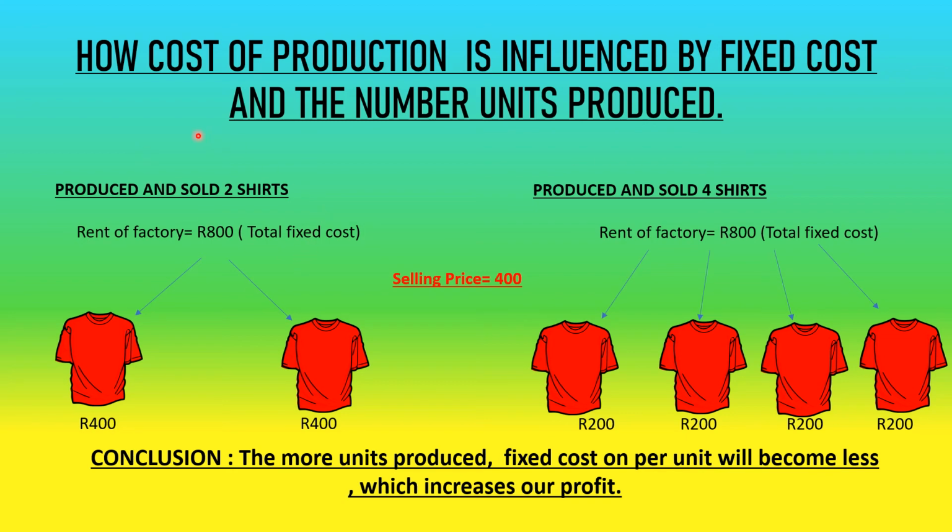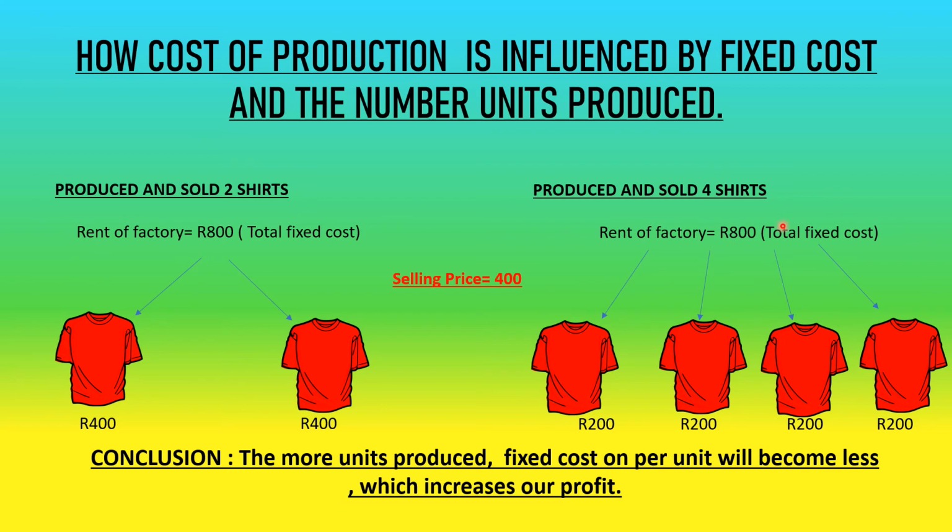Now let's go back to the first scenario where we produced and sold 2 shirts. So here you can see that our cost price per shirt is 400 Rand and our selling price is also 400 Rand. So here we have made a break-even point by producing and selling 2 units, because we neither made a profit nor a loss.